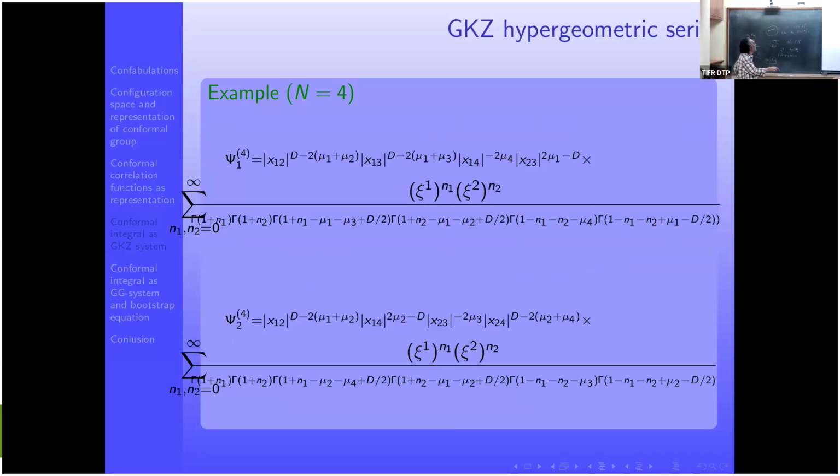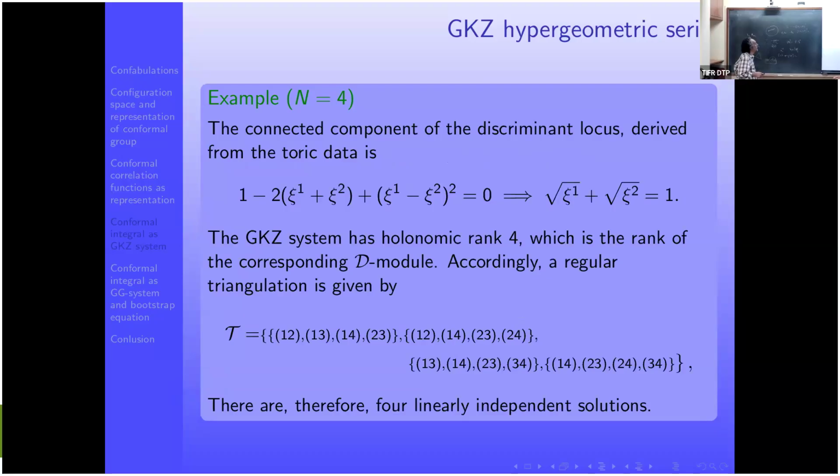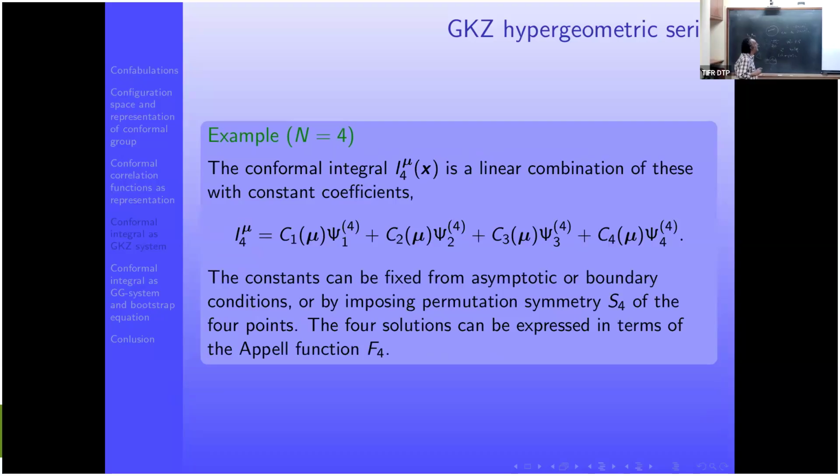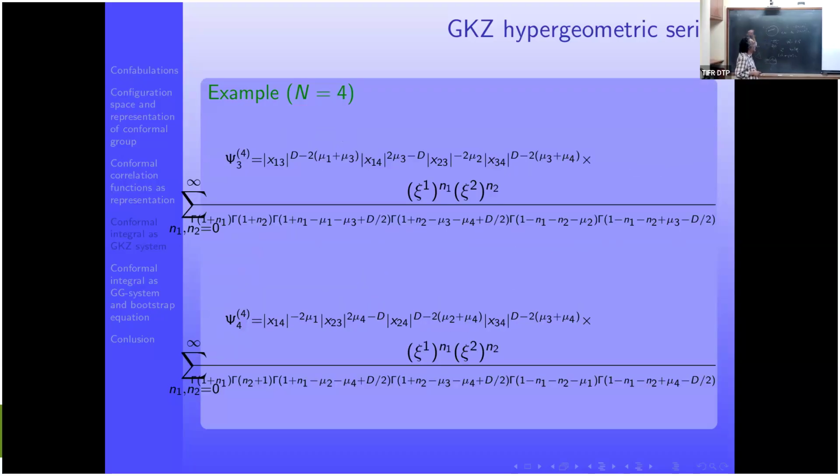So 1, 2, 3, and 4. And these are 4 Appell functions, two-variable generalized hypergeometric sums. And if you go back, you can check that this is F4. F4 has exactly this discriminant locus. So here you computed this integral as a series solution. You got 4 solutions, but the integral is some combination of that. The integral is there. So this is that.